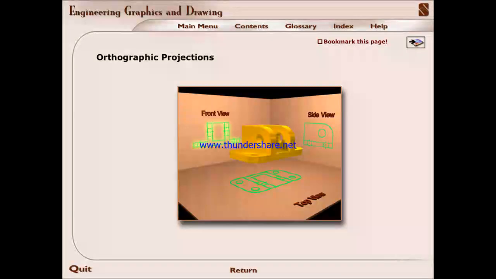Now assume this is an object, and for this it is the front view, and it is the side view, and it is the top view.